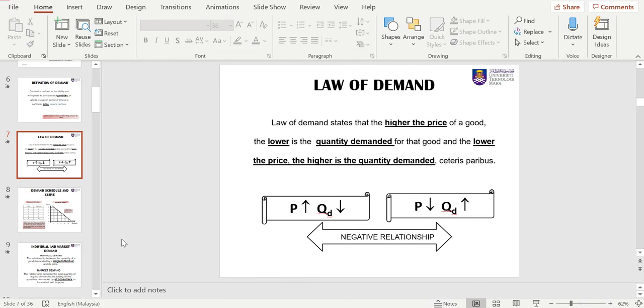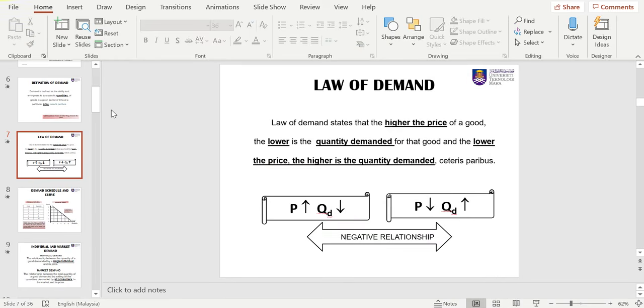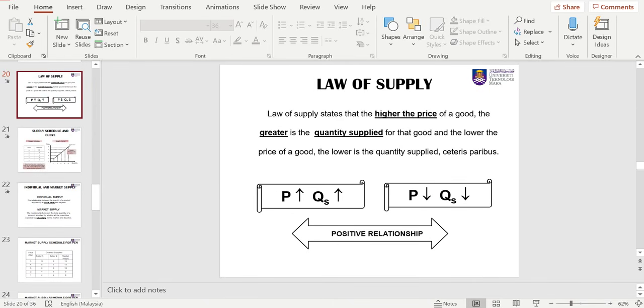Same goes with the price elasticity of supply, this one. Okay, we would refer to the law of supply. The law of supply says that if the price of the product increases, quantity supply will increase. While if the price of the product decreases, quantity supply will decrease, because the aim of a seller is to get profit. So when will they get profit? If they manage to sell something expensive. So sellers love the price that is expensive because they will get more profit.